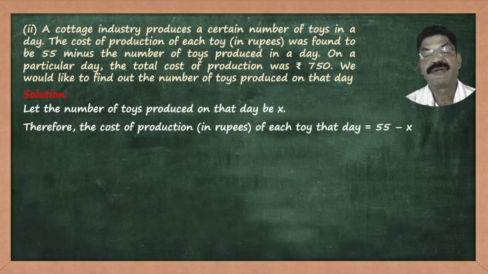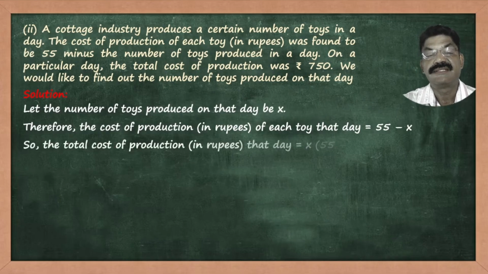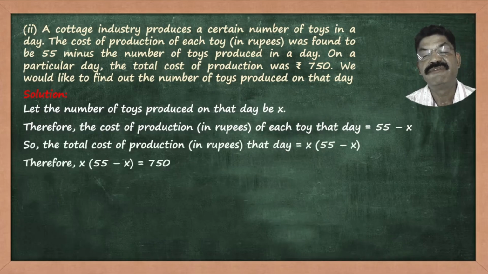Therefore, the cost of production of each toy is equal to 55 minus x, because we are given like that. Now, the total cost is equal to x into 55 minus x, because x is the number of toys produced and 55 minus x is the production cost. But we are given that on that particular day the production cost was rupees 750. Therefore, we equate this product to 750.